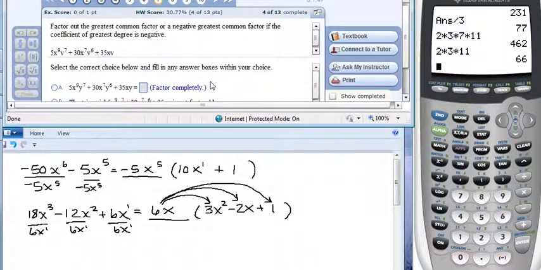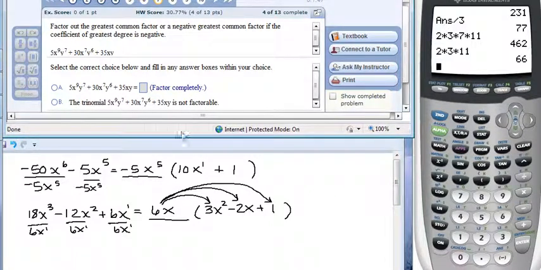All right. So same thing. Between a 5, a 30, and a 35, 5 goes in there. I've got 1x to take out. I've got 1y to take out because these are 1s. And then divide through to see what's left. Okay?